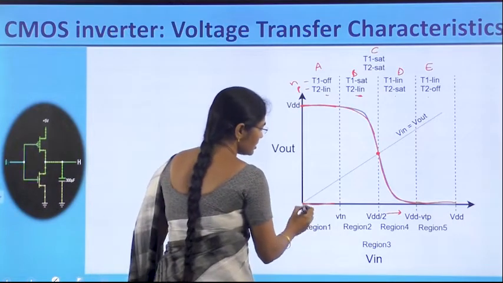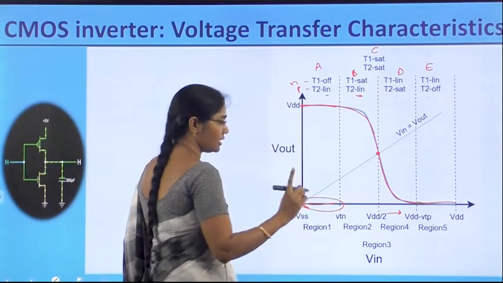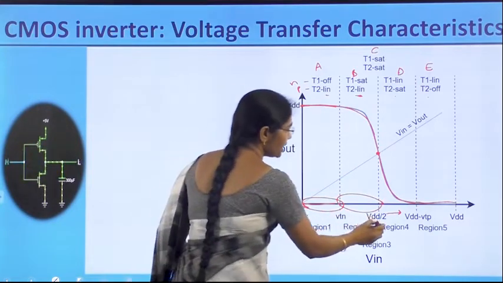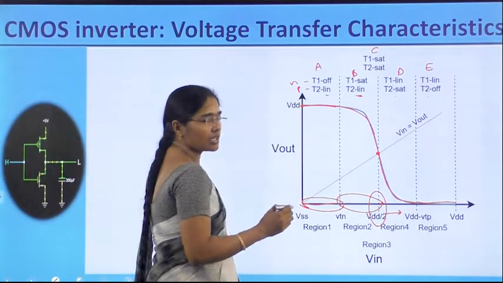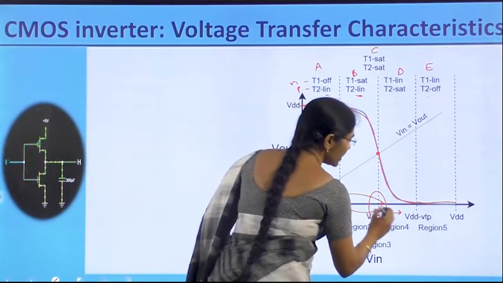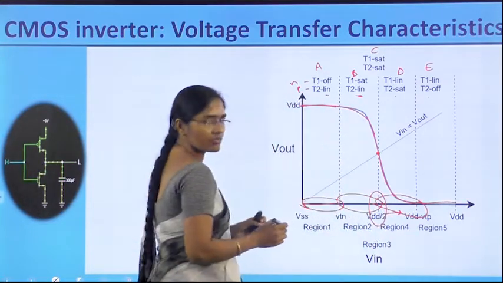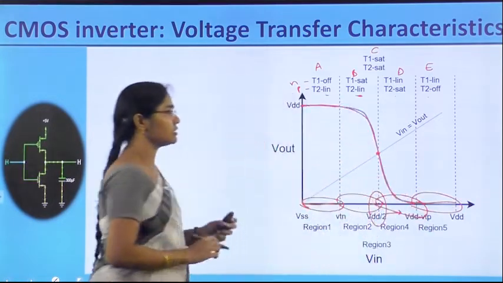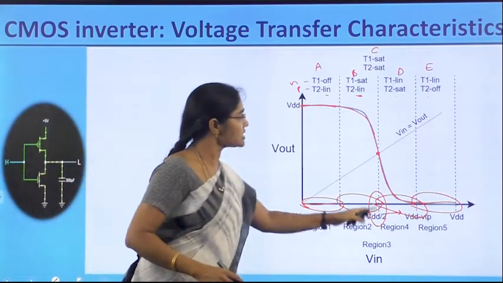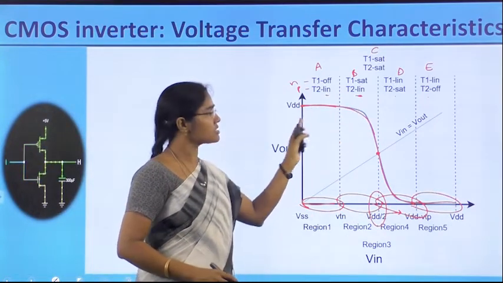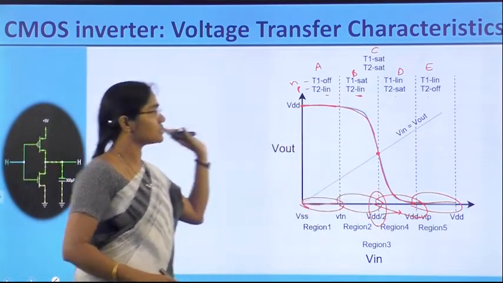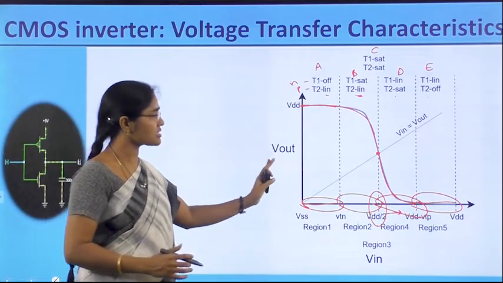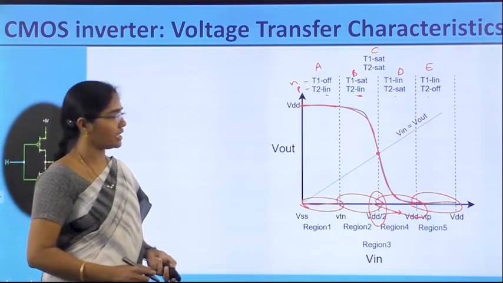So the first region, 0 to VTN, is region 1, VTN to VDD by 2 is region 2, at VDD by 2 is region 3, VDD by 2 to VDD minus mod VTP is region 4, and VDD minus mod VTP to VDD is region 5. These are the input ranges, these are the transistor conditions, and the output voltage is as shown. This is the DC transfer characteristics of the CMOS inverter.